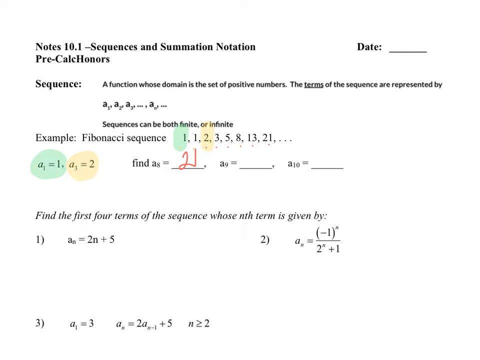The 9th term would be the next in the list. The way we find a term in the Fibonacci sequence is we add the previous two terms. So 13 plus 21 is 34. And the last term, the 10th term, would be the sum of 21 and 34, which will be 55.